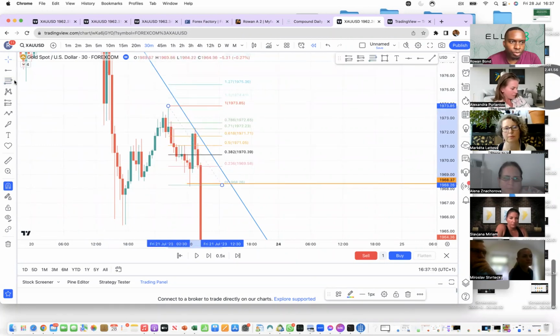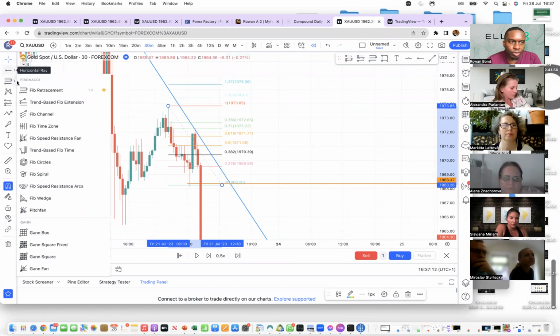And you find the fib tool here. So when you click on TradingView here, it's called fib retracement. Fib retracement.